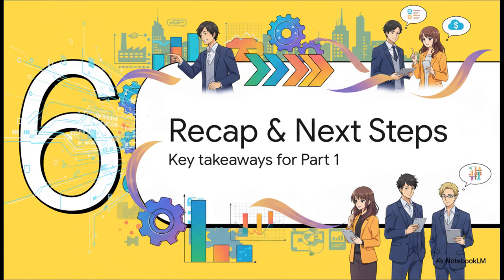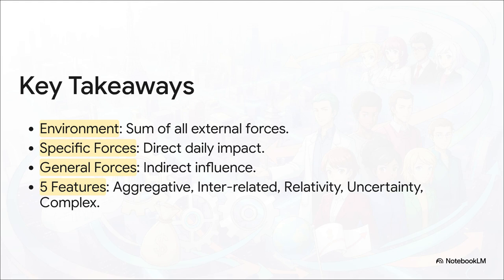And that brings us to the end of the main stuff for part 1. Wow, we covered a lot of ground. So let's do a quick, super fast recap of the most important points you really need to take away from this. Okay, rapid fire round. Business environment is a sum of all external forces. Specific forces have a direct impact, general forces have an indirect influence. And the 5 key features? Aggregative, interrelated, relativity, uncertainty, and complex.